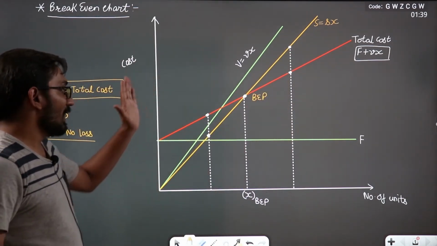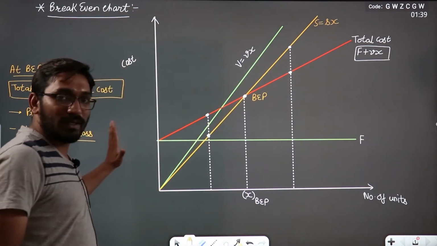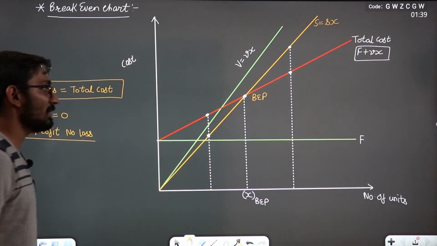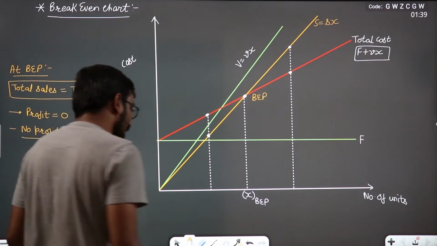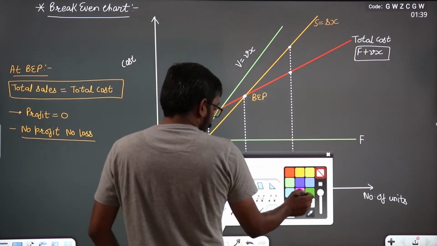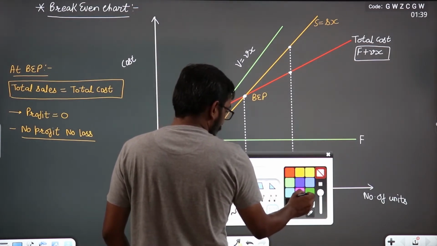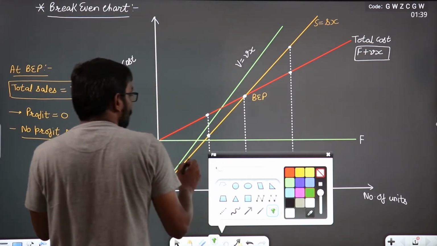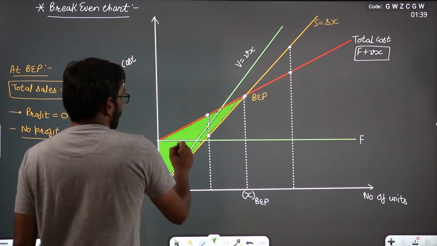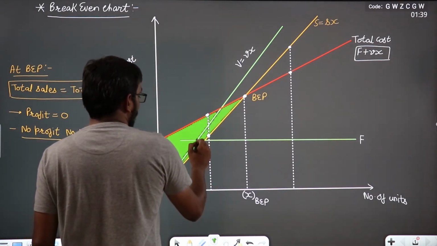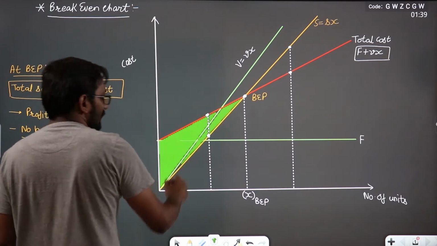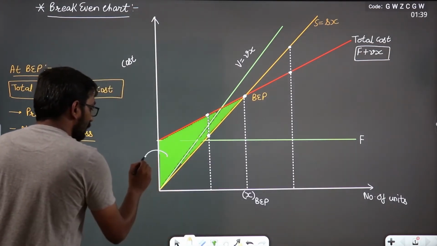So we can say that if you are on the left side of this point, then your organization will be in loss, and if you are on the right side of this point, then your organization will be in profit. So if you see from here, this area which we are showing here, right, this area will represent the loss. Here you will have some loss.